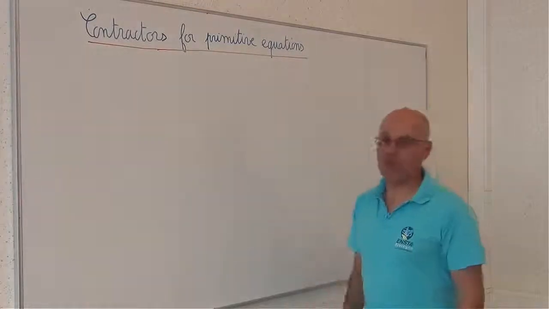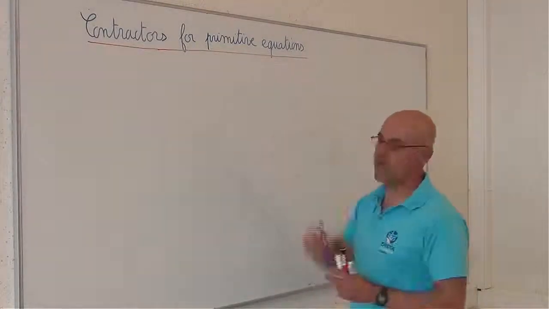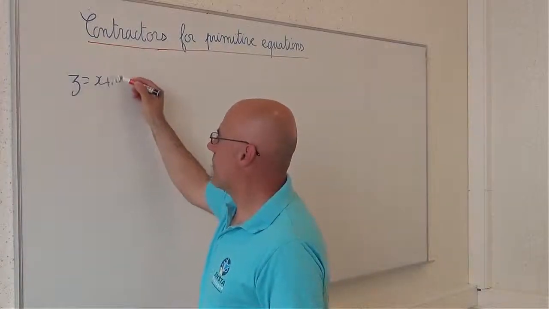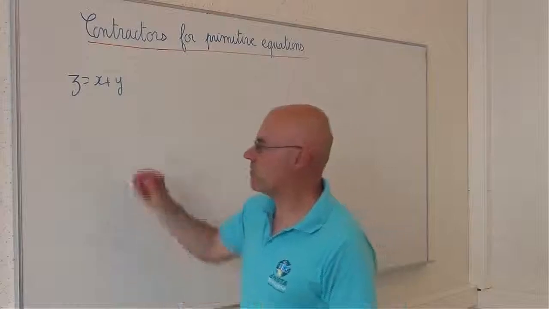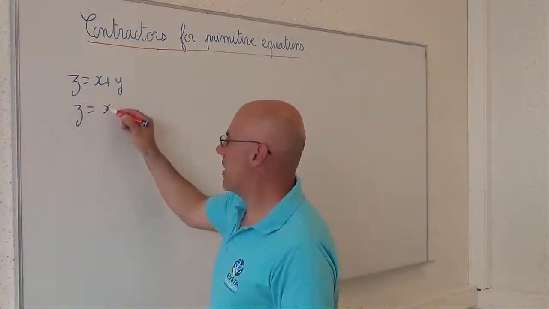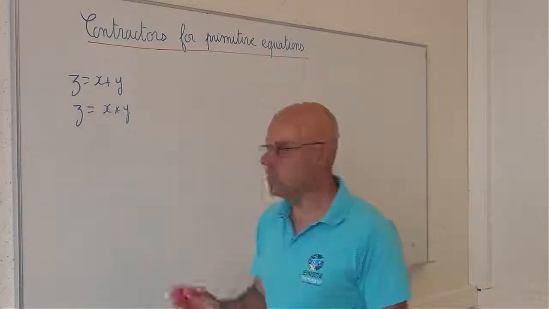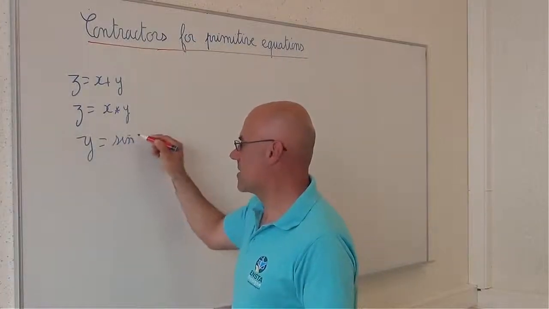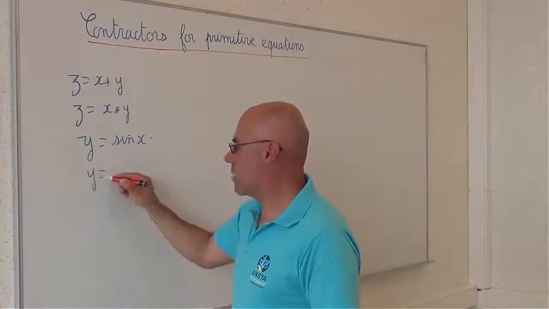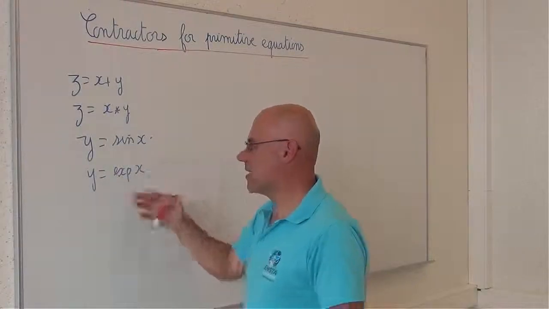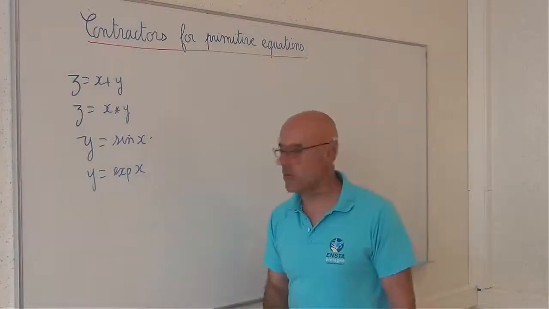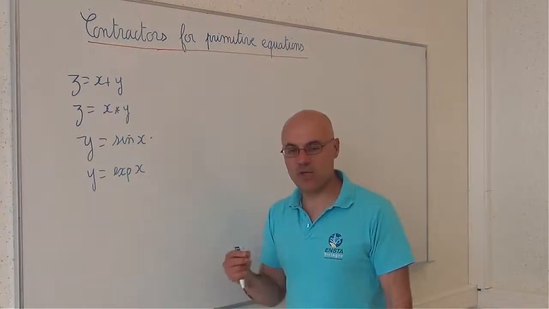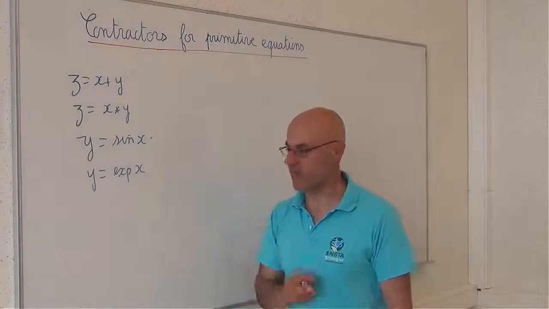Contractors for primitive equations. What is a primitive equation? z equal x plus y is a primitive equation. z equal x times y is a primitive equation. y equal to the sine of x, y equal to the exponential of x, and so on, are primitive equations. In fact, a primitive equation is an equation that cannot be decomposed.